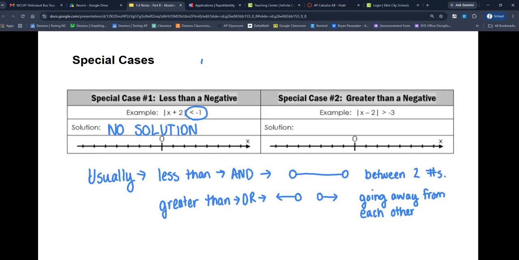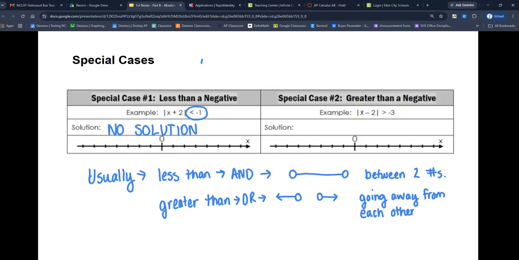Now you're going to have to catch yourself, because otherwise it's going to look like you have an answer. What's going to happen is that's an and problem, and you're going to have a graph that looks like an or graph, which doesn't work for that. So you've got to watch out for this. It's hard to catch a lot of times. The other thing you have to look out for is absolute value is greater than a negative number.